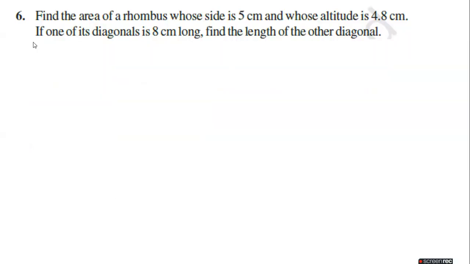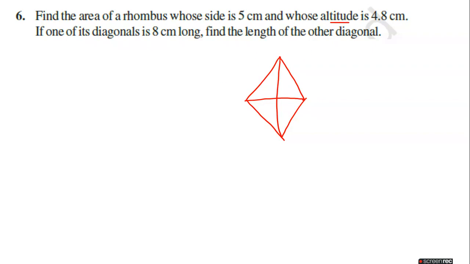Now let us go towards the sixth question. As you can see here, find the area of a rhombus whose side is 5 centimeter and altitude is 4.8 centimeter. If one of its diagonals is 8 centimeter long, then find the other diagonal. Here we are going to use one new property: a rhombus is a kind of parallelogram. If you draw this type of figure, you will be confused.